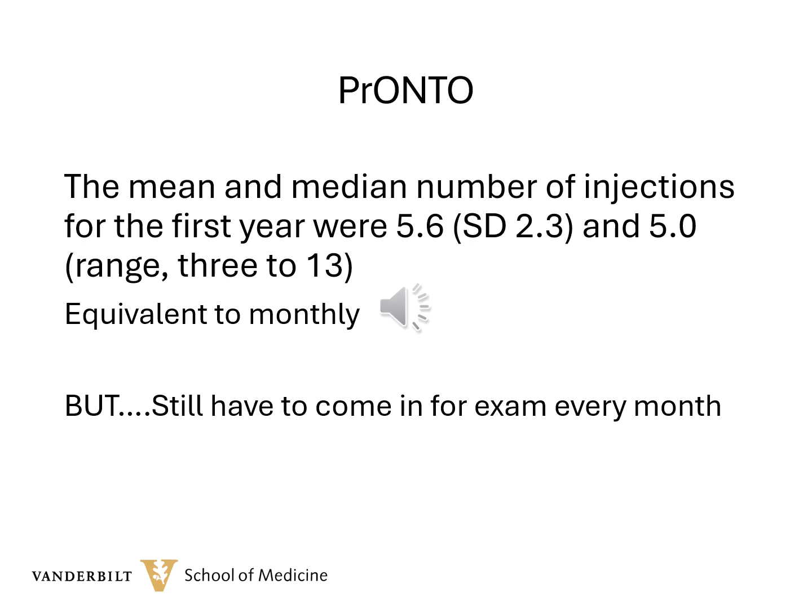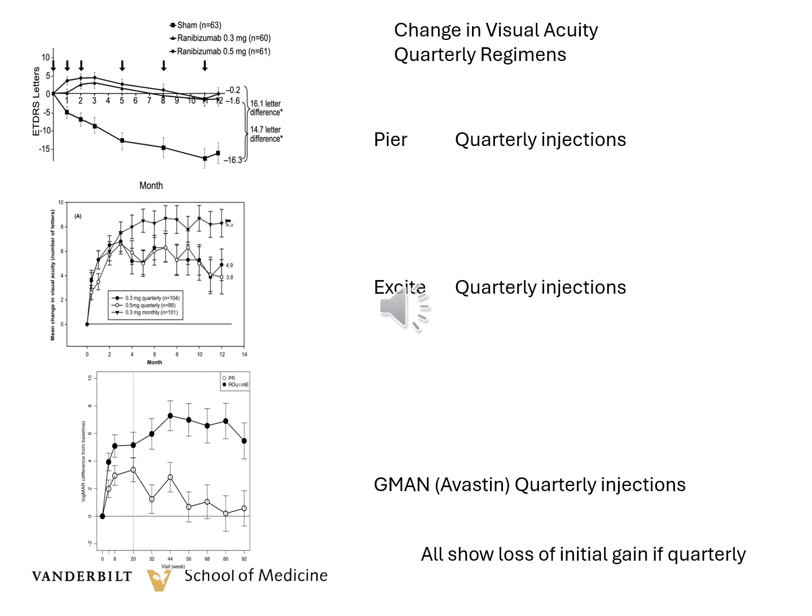And in the study, they found out that the mean number of injections was between 5 and 5.6, and the vision results were equivalent to monthly. However, the patient still had to come into the clinic every month for an exam and an OCT. So there's still a great burden on you and on society for these monthly examinations.